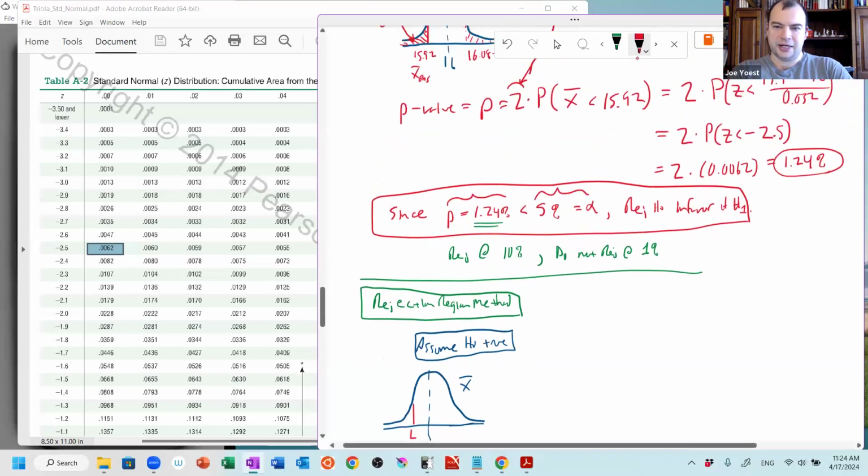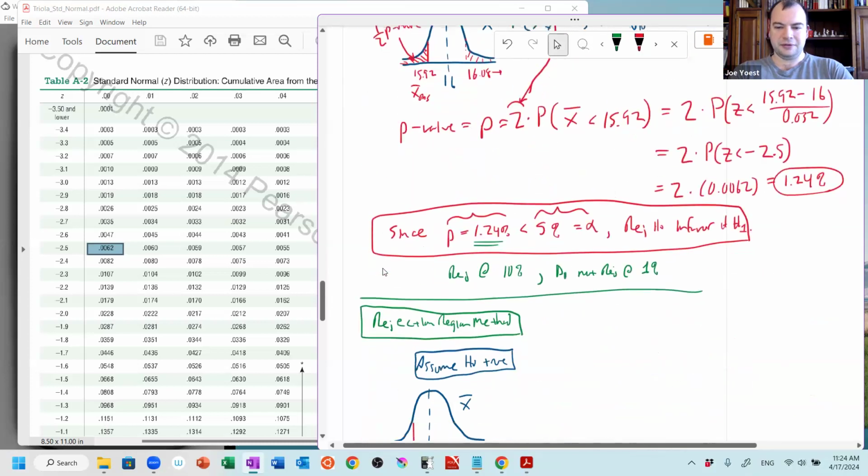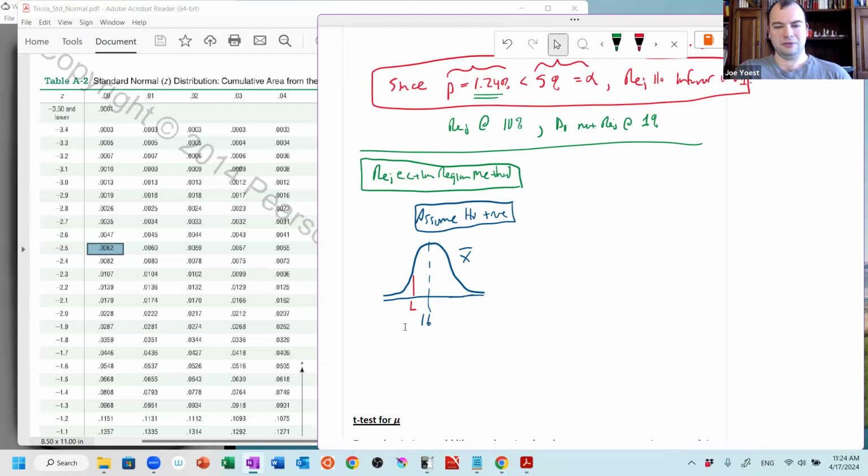I want to have a cutoff for X bar observed, the fill volume, where maybe I can say that if X bar observed is to the left of this number, L, then I reject H naught in favor of the alternative and conclude that the mean fill volume is no longer 16. But remember, this is a two-tail test. So I also want a symmetric part of my rejection region. I want an upper bound as well.